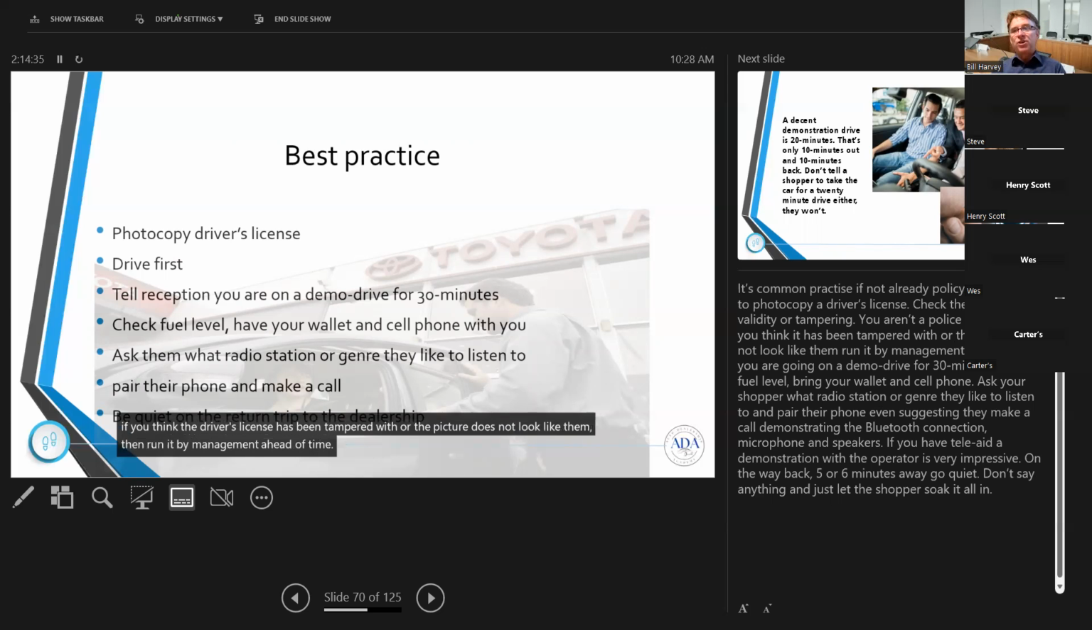Before going out on your demonstration drive, tell reception that you're going out on a demonstration drive for at least 30 minutes. Check your fuel level, bring your wallet, and bring your cell phone. Ask your shopper what radio station or genre they like to listen to and pair their phone. Even suggest that they make a call demonstrating the Bluetooth connection, microphone, and speakers. If you have TeleAid, a demonstration with the operator is very impressive.